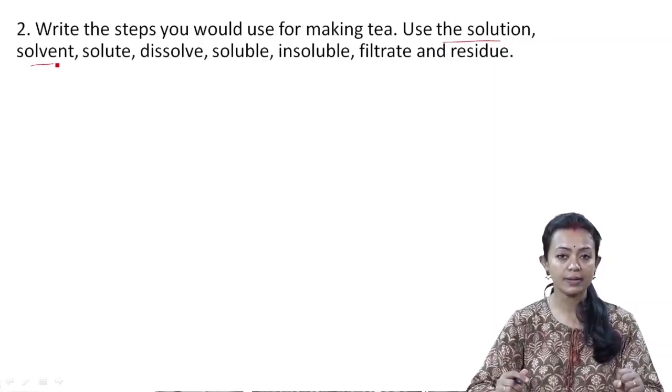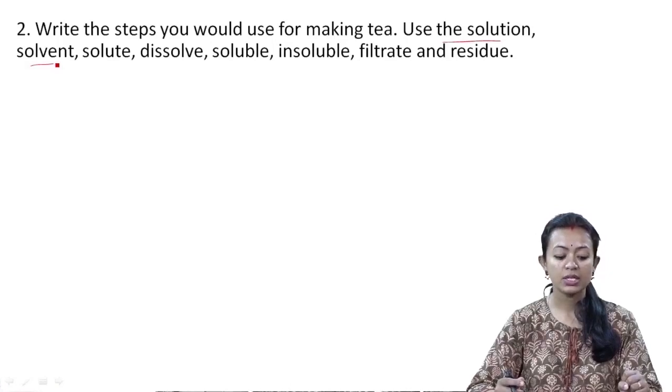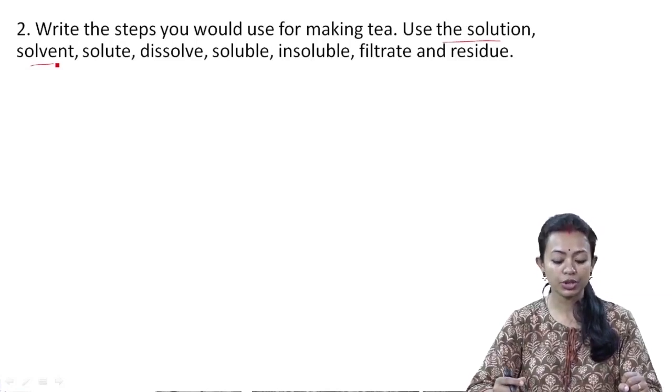Now, let us start. Let us take water in a pan and start heating it. We add solute, sugar, to the solvent water so that sugar solution can be made. Once sugar dissolves to make a sugar solution, then what do we do? We add tea leaves to it.